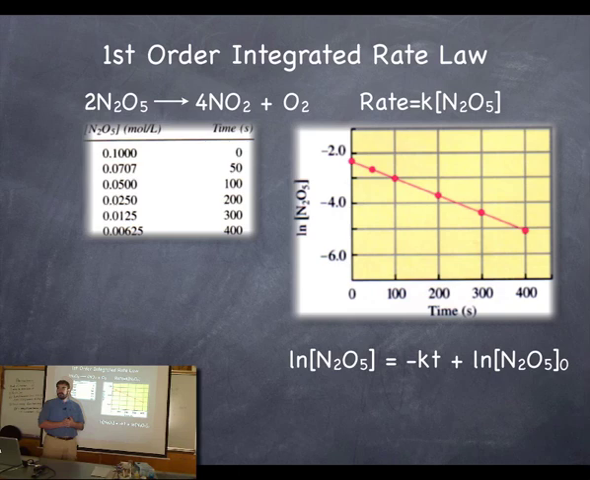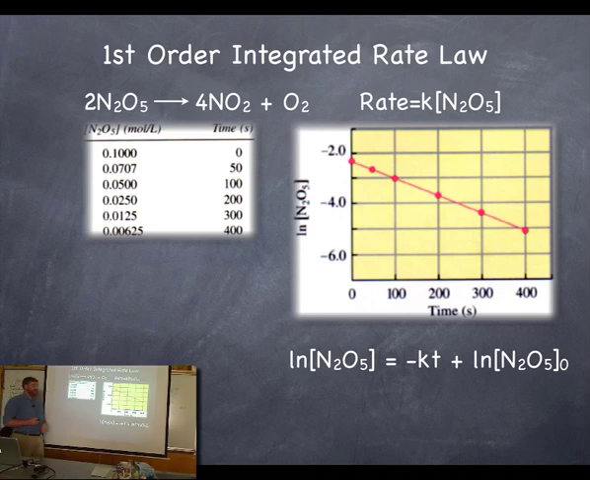Does the form of this equation look familiar to anybody? It's the equation of a line, right? Y equals mx plus b. And b is the y-intercept, so that's time 0. Time 0 is where we started. Y equals mx plus b. How exciting for us. All right, so for first order, we graph natural log versus time and get a straight line.